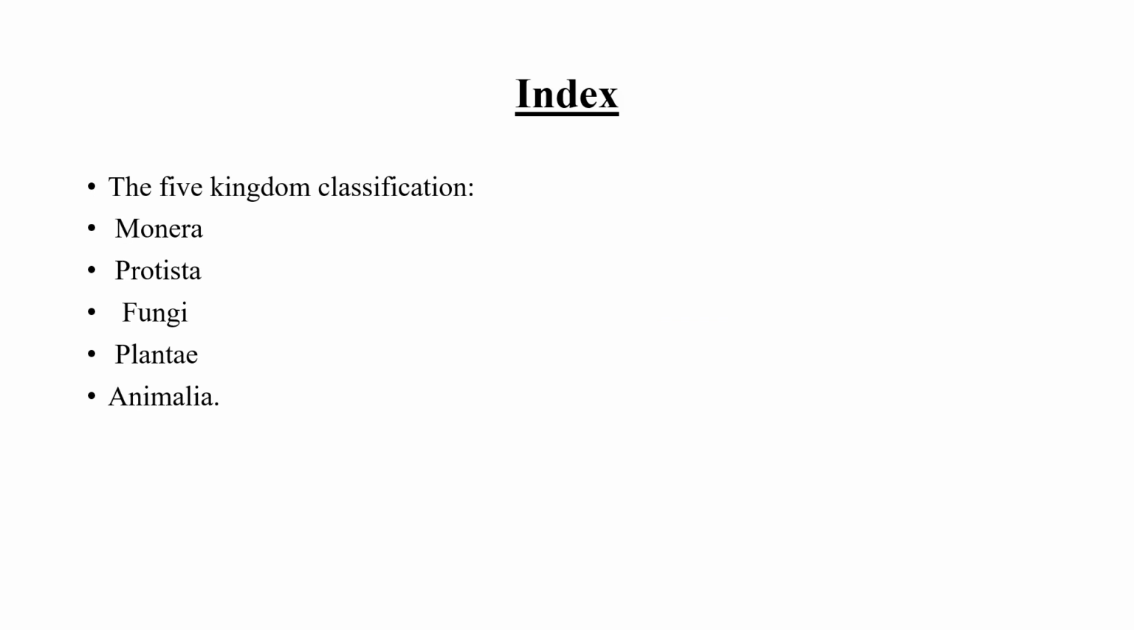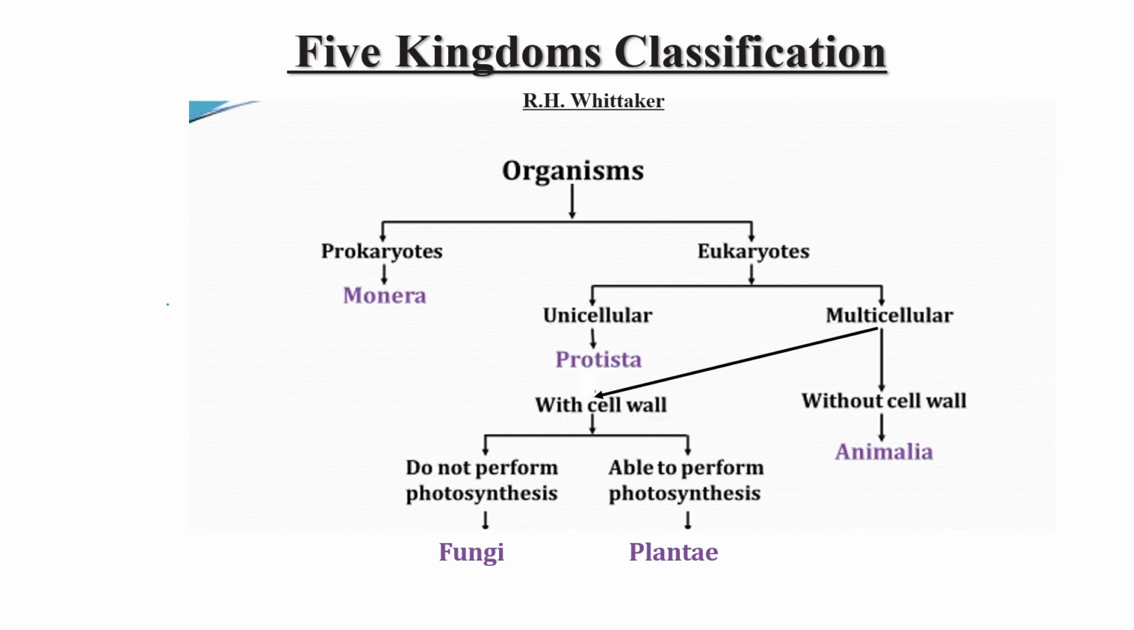In today's video lecture, we are mainly focusing on 5 kingdom classification: Monera, Protista, Fungi, Plantae and Animalia. So in the last lecture, we have already discussed 5 kingdom classification. But before starting the main content, let's revise the things once again. This 5 kingdom classification has been given by R.H. Whittaker. He classified various organisms according to various categories.